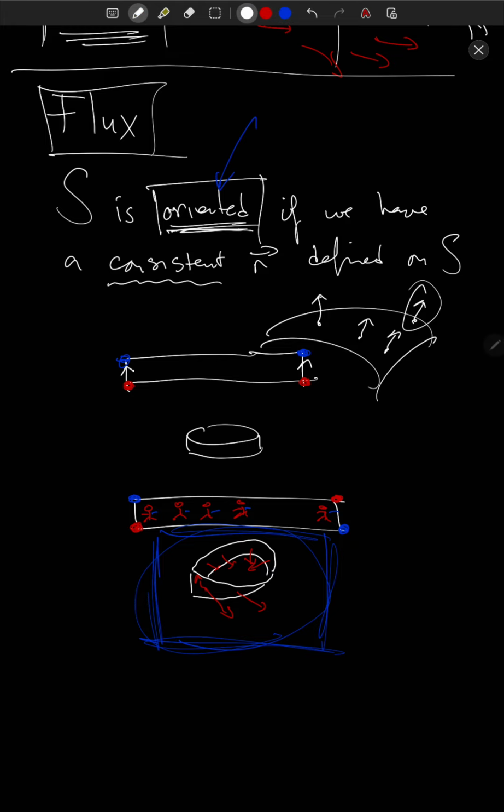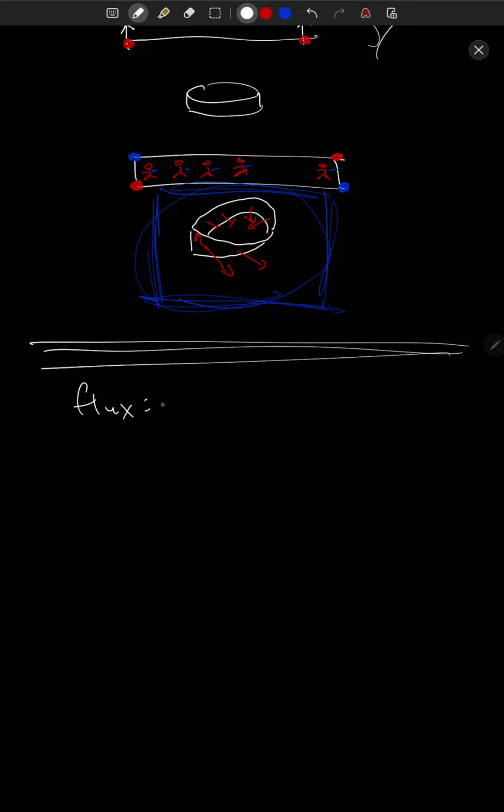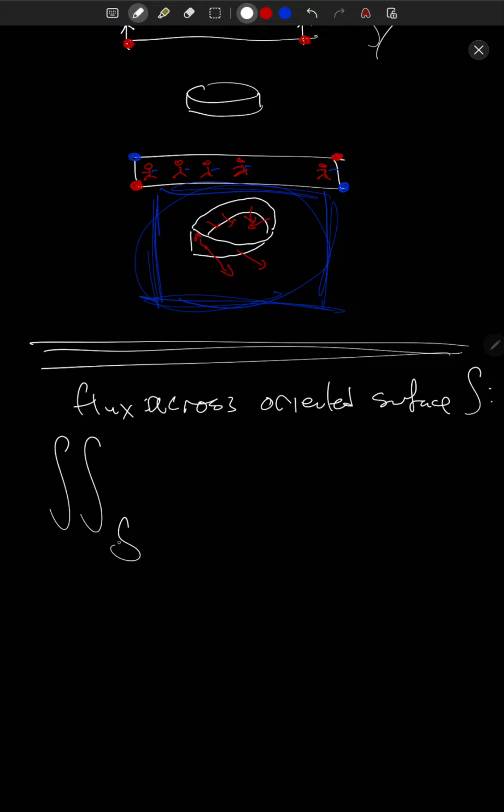Okay, super interesting. All right, in any case, if you do have an oriented surface, then we can talk about the flux. And what is the flux? The flux across an oriented surface, S, is going to be, and hopefully you've guessed it, the surface integral of F dot n dS.